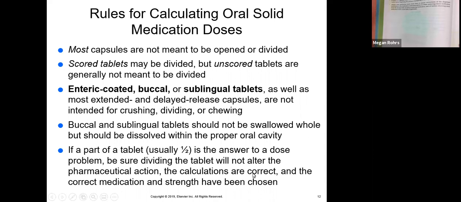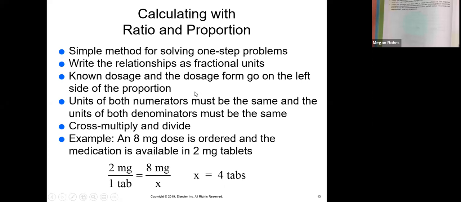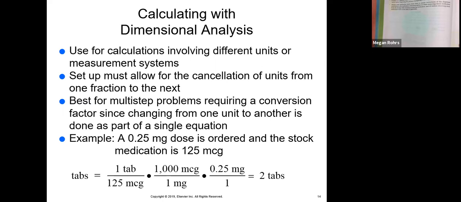Always verify your calculations and always verify the medication and strength before you even print your label. Before you even think about passing that on to the pharmacist, you need to be double checking, triple checking yourself every time that you fill a prescription in the pharmacy. So we are going to be using both ratio and proportion and dimensional analysis to solve for some doses in chapter 8. So I'm going to go through some examples here in just a second.